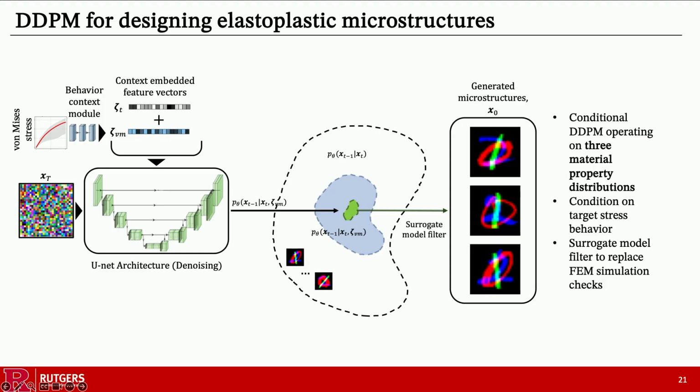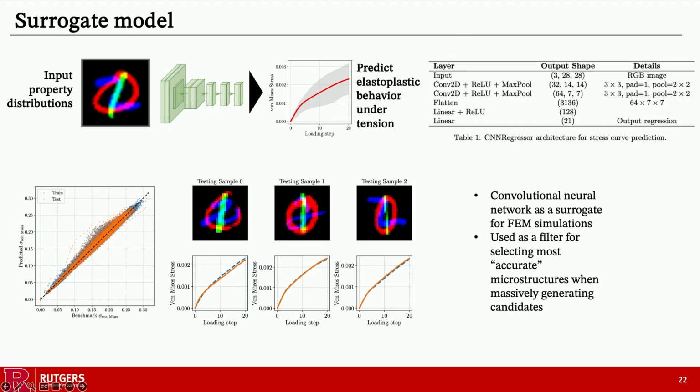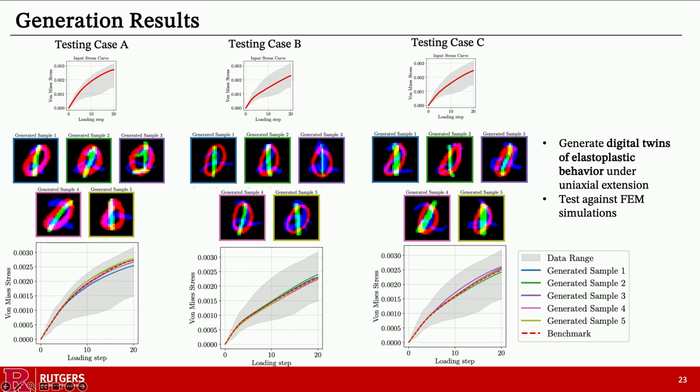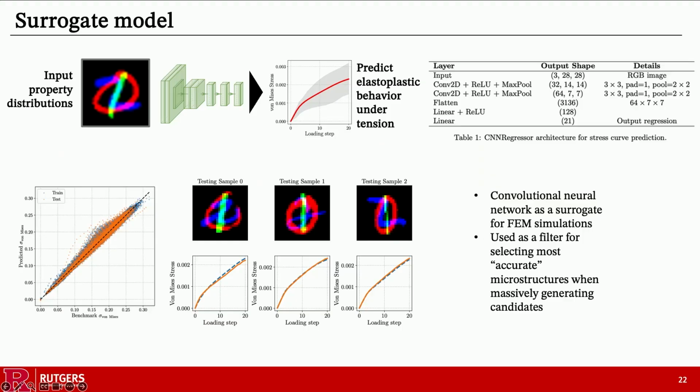Again, we set up a DDPM model that starts from now RGB noise, inputs the stress, and tries to predict a microstructure that has this stress behavior. We also add a surrogate model filter because we don't fully trust what we are generating all the time, even though, as you can see, there is a general convergence towards the behaviors that we want. So this is the surrogate model. It's just a very simple CNN to replace the kind of costly finite element simulations. So it can make predictions in a fraction of a second to fully replace the need for FEM.